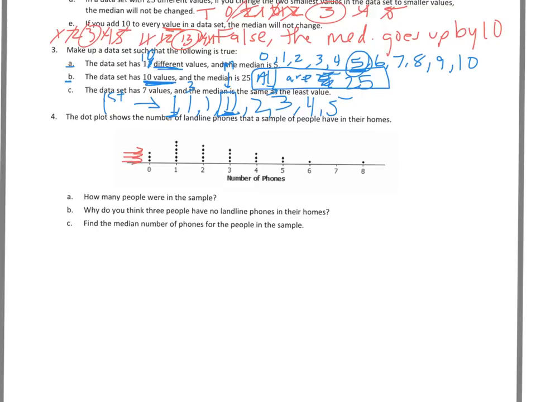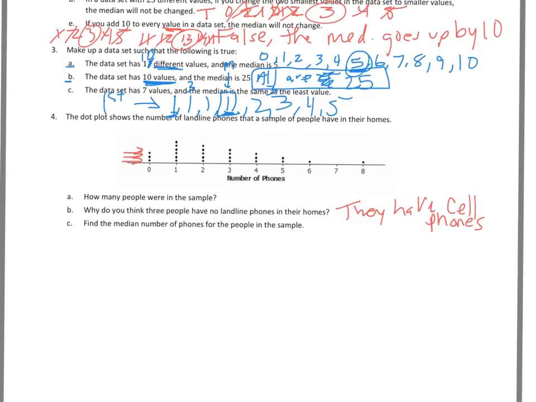You could have a couple different answers for this one. My one that I'll say is, why do I think 3 people have no landlines? They have cell phones. Because that's a realistic thing now, that if you have cell phones and you get great service, you don't need a landline. So that's one possibility. C says, find the median number of phones for the people in the sample.